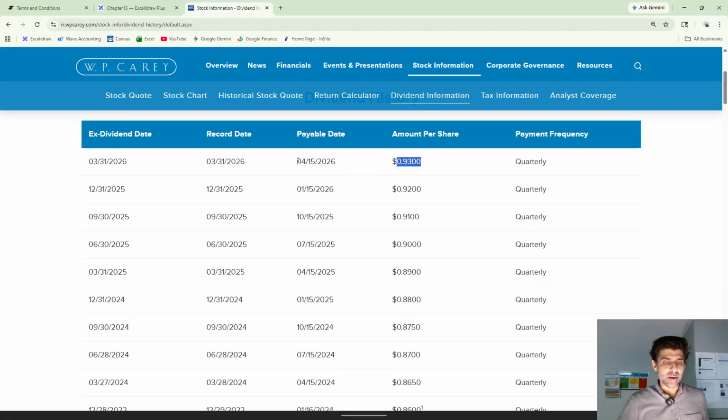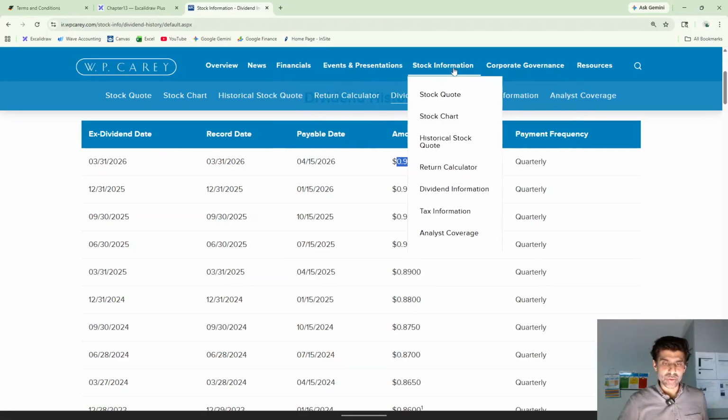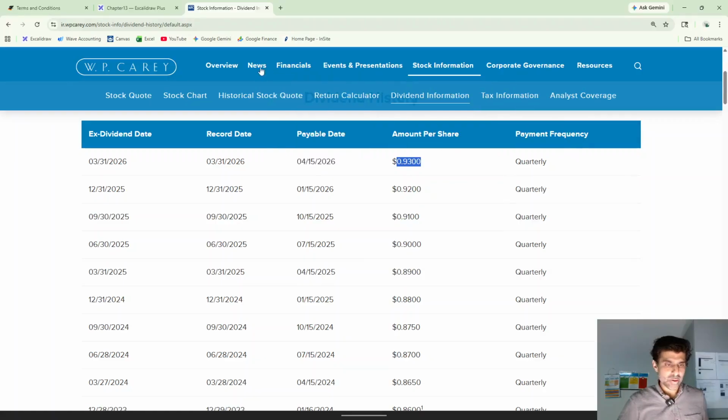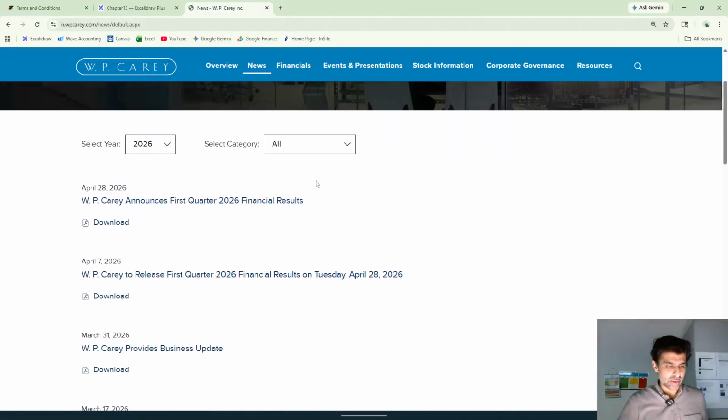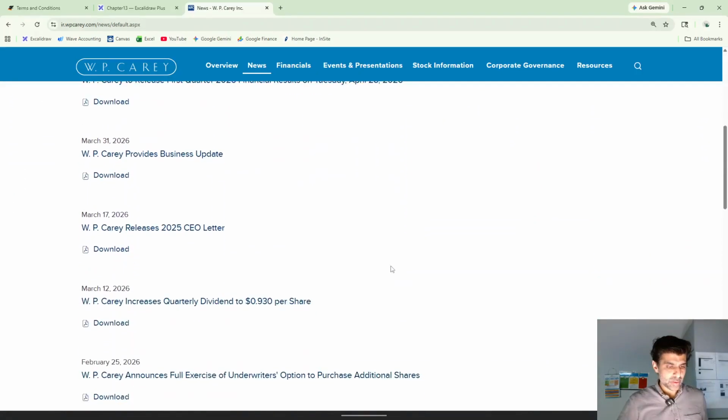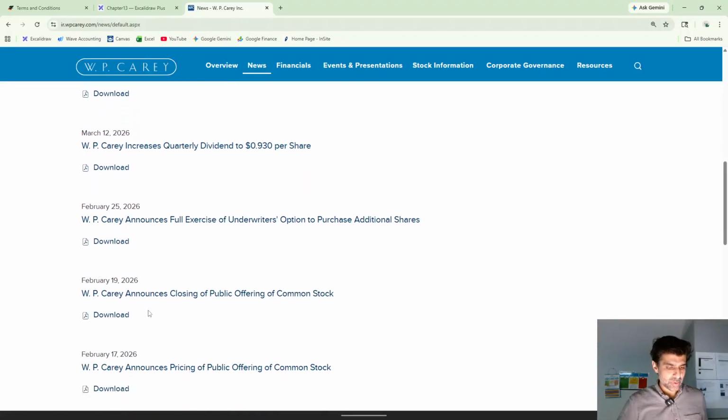Again, the declaration date is not on here, but if we wanted to see that, if we went to news, it's probably going to be here.